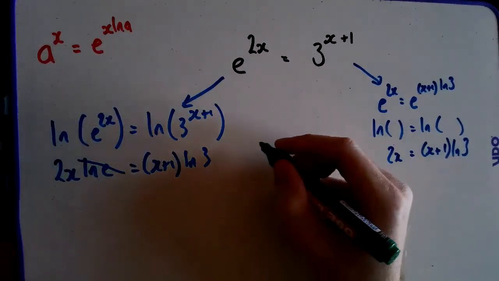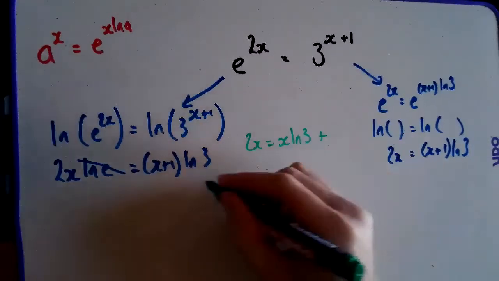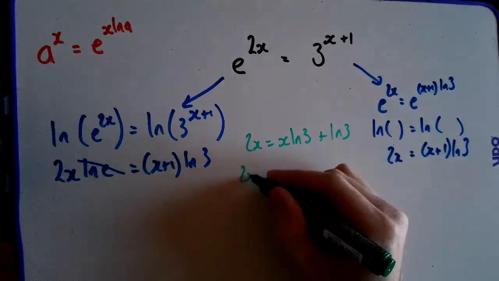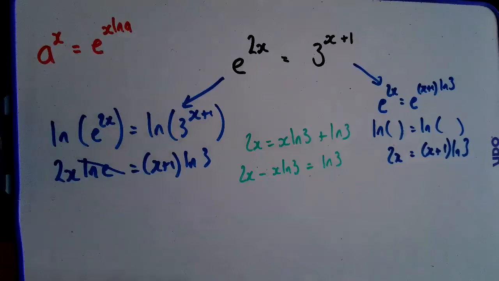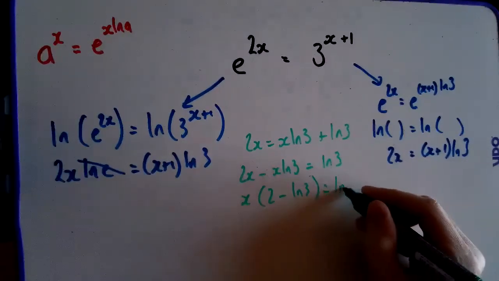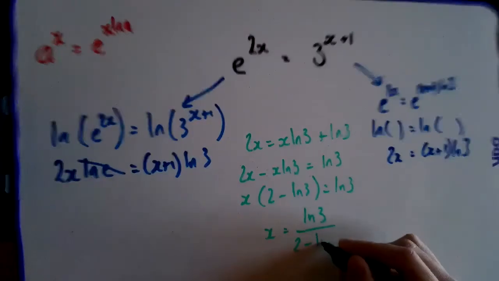So to this point here, I can solve it. So I can just do 2x equals x ln 3 plus 1 times ln 3, so ln 3. Get x's all on one side, so 2x minus x ln 3 is ln 3. Factorize out the x, so x times 2 minus ln 3 equals ln 3, then divide by it. So x equals ln 3 over 2 minus ln 3.